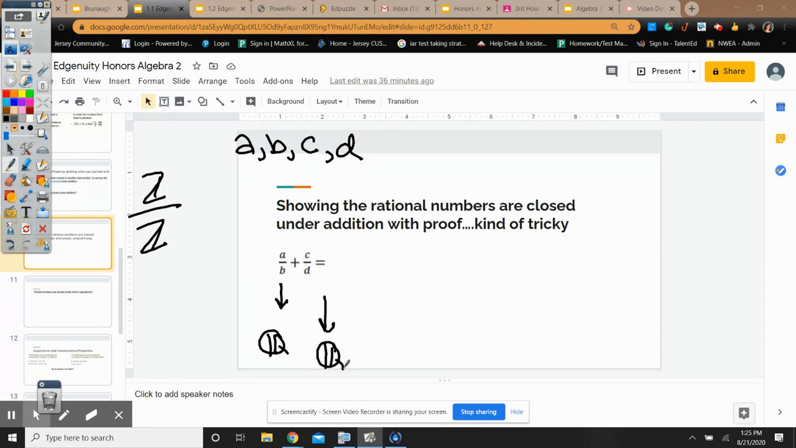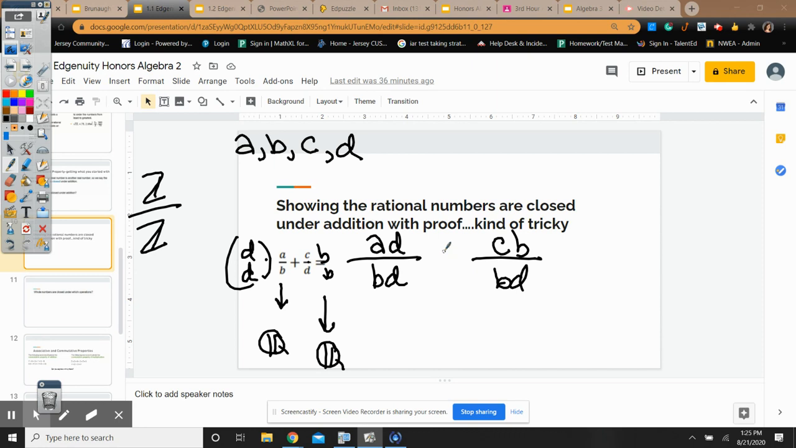I'm going to add them together and see what I get. Well, when I add fractions or rational numbers, I need to get a common denominator. So my common denominator is going to be BD. To get this to be BD, I'm going to have to take top and bottom times D, and I'm going to get AD over BD. And I'll need to take this guy times B over B, and that'll be CB over BD. When I add those together, I get A times D plus C times B over BD.